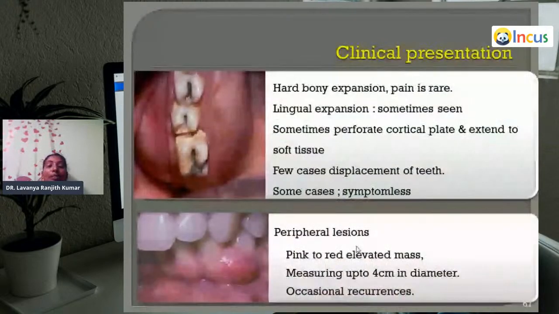In the clinical presentation, they show hard bony expansion. See, there is a hard bony expansion, and lingual expansion is sometimes seen, and sometimes they perforate the cortical plate and extend to soft tissues. In a few cases, displacement of teeth will be there. Some cases appear asymptomatic. Peripheral lesions appear as a pink to red elevated mass measuring about 4 centimeters in diameter, and occasional recurrence takes place.